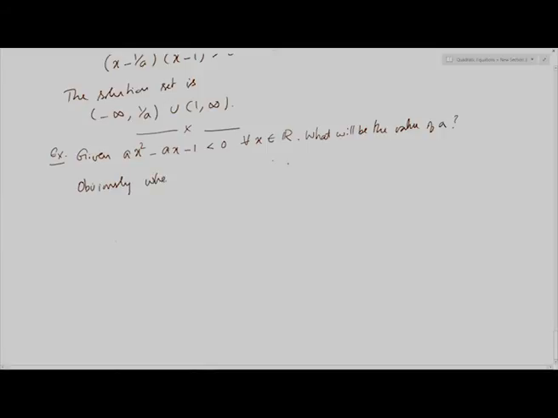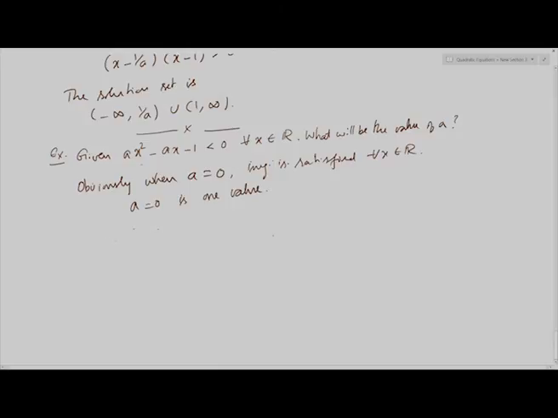When A is equal to 0, the left hand side becomes minus 1, which is obviously less than 0, and hence it is automatically satisfied for all x belonging to R. Therefore, the inequality is satisfied for all x in R when A is equal to 0. Therefore, A equal to 0 is one solution of the given problem.